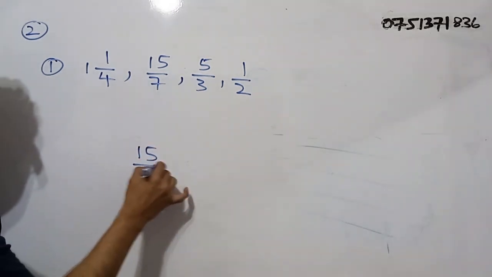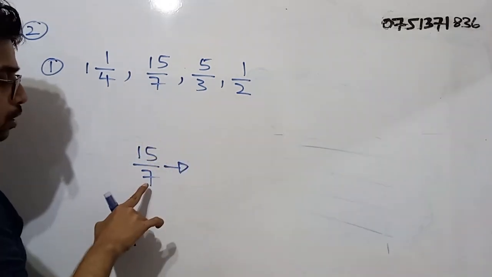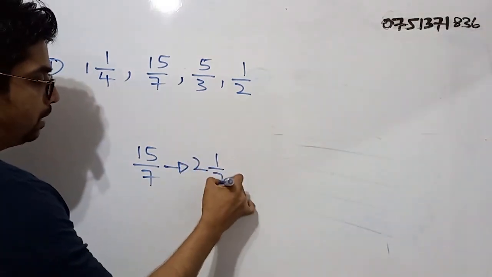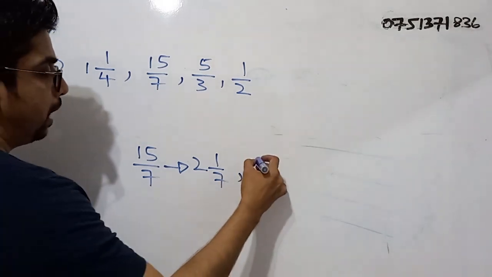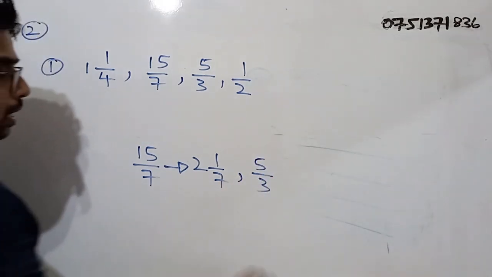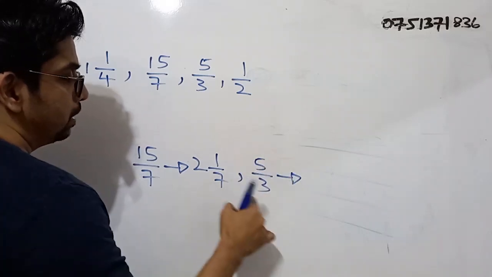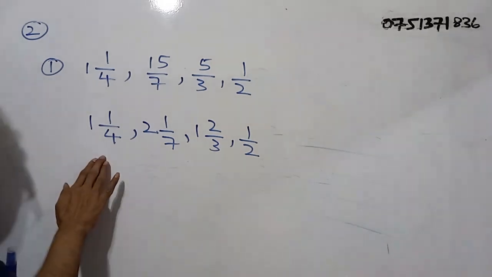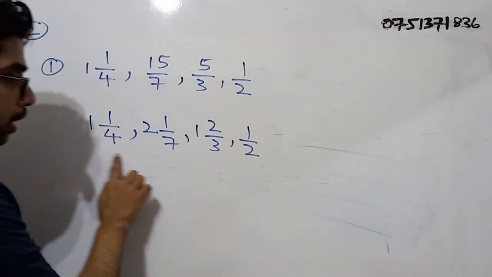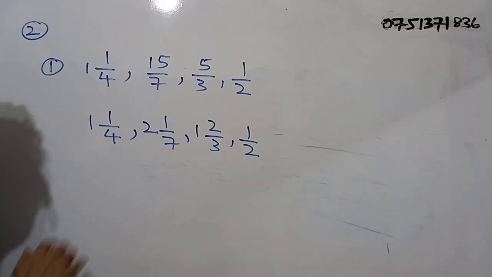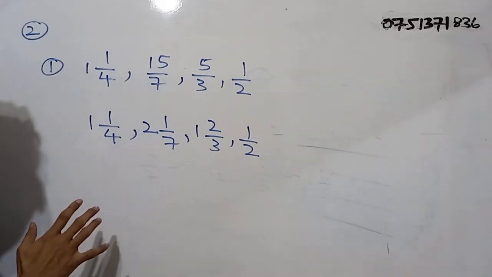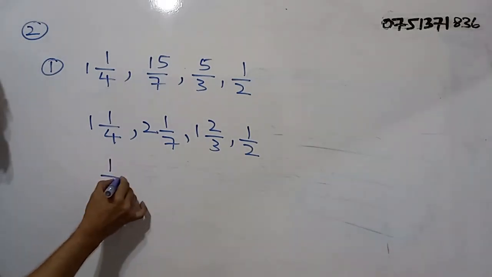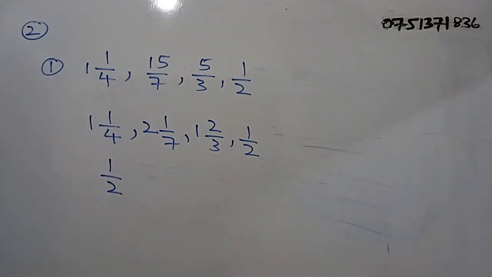So if we consider 15 by 7, if we convert this into a mixed number, what will it be? 2 and 1 by 7. And at the same time, if we consider 5 by 3, what will it be if we convert this into a mixed number? 1 and 2 by 3. So now we can rewrite the same given 4 fractions in a different way. Right, so when we compare these 4 fractions, 1/2, that will be the smallest one.